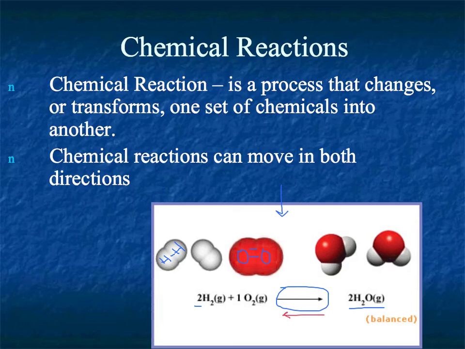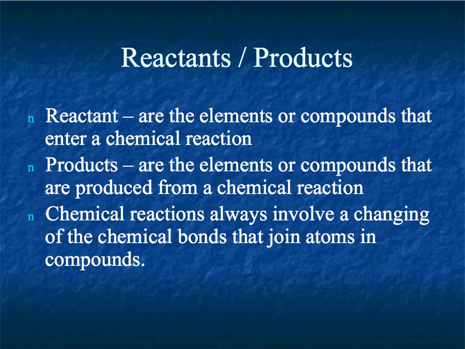We'll talk more about this in regards to photosynthesis, but understanding that chemical reactions can move in both directions, and they do tell us of something that's changing. So you're having hydrogen and oxygen that are being turned into water. So if we go back to our equation from before, we have to understand some of the terminology behind this.